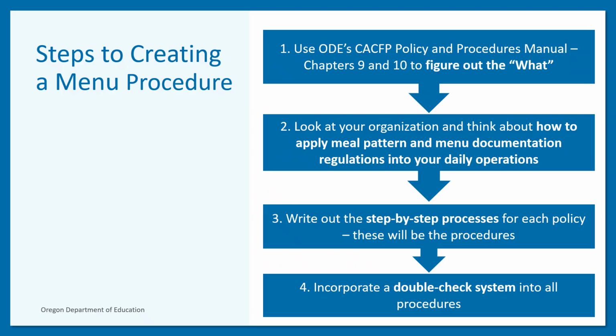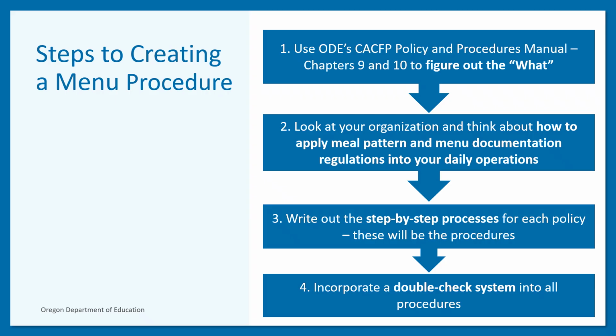Taking the what, how, and check, we can break it up into a 4-step process to create CACFP menu procedures. The first step is to use ODE-CACFP's Policy and Procedure Manual under Chapters 9 and 10 to figure out what you have to do with CACFP menus. Sponsors with infants in care will also need to check Chapter 11. Before you can start creating procedures, you need to understand what you must adhere to. You can also check out the associated Chapter 9, 10, and 11 YouTube trainings we have available.